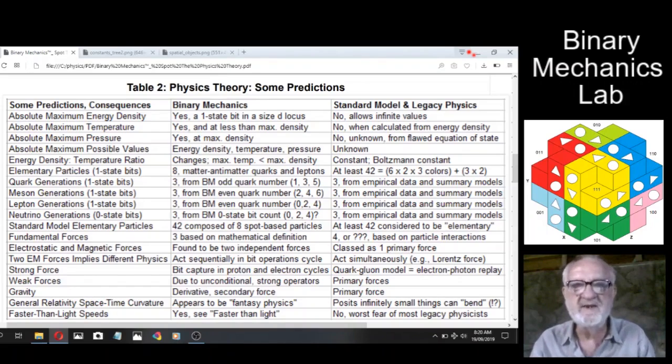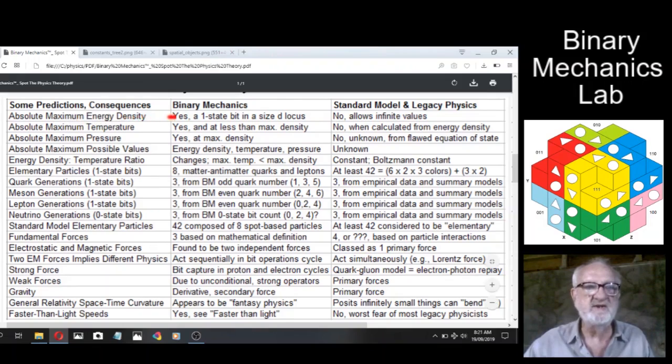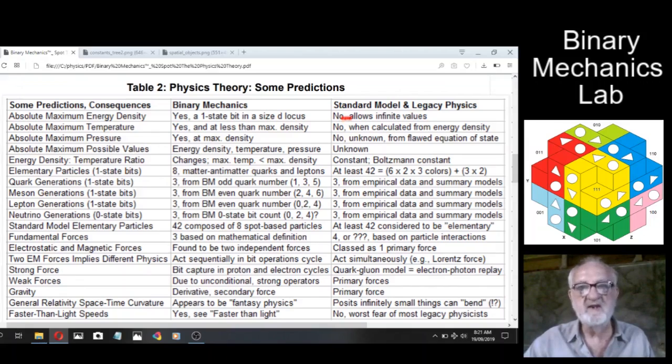Binary mechanics. Now let's look at some predictions that result from space-time energy quantization. For example, there is a maximum energy density. Yes, a one-state bit in a size D, or now called L, locus. Whereas in your textbooks, what they present allows infinite values.